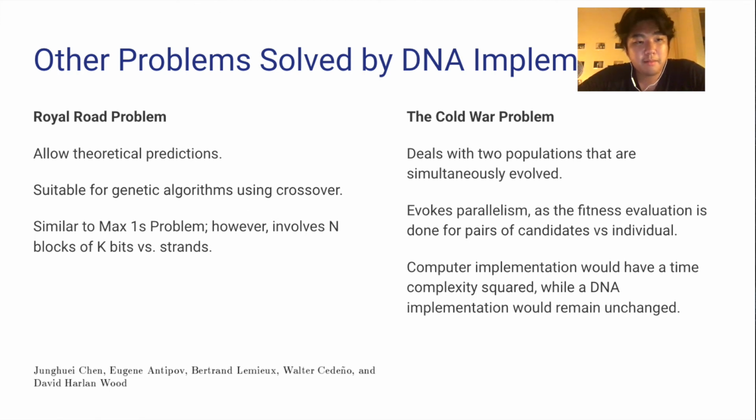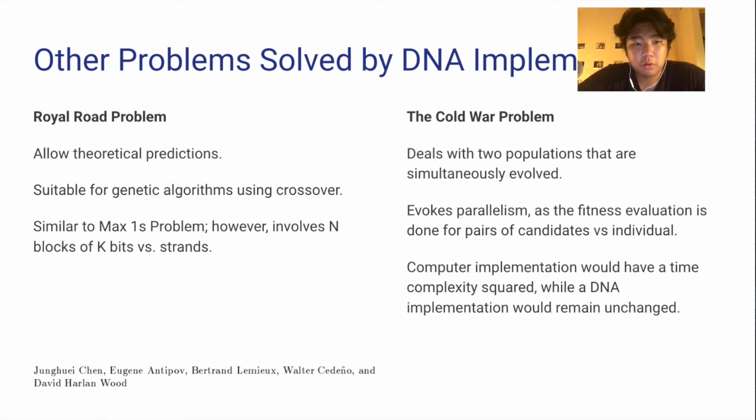The Royal Road problem is also suitable for genetic algorithms because it makes use of heavy crossover applications. It's very similar to the Max 1 problems. However, it involves n blocks of k bits versus strands. So it's going to be blocks of bits versus a strand of 0s and 1s, and that makes it a little bit different.